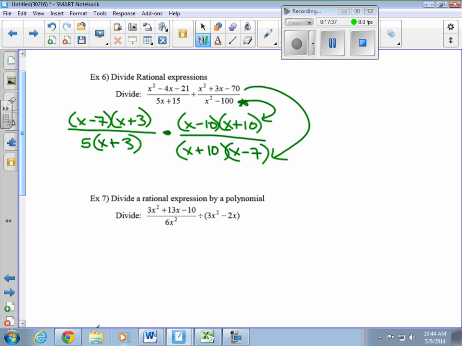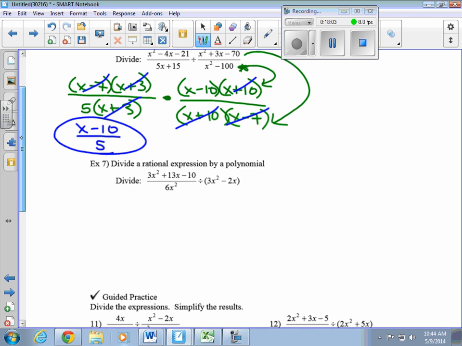And again, now it's exactly like the problems we did earlier. We have to look for the things that we can cancel out. We can cancel out an x plus 3. We can cancel out an x plus 10. We can cancel out an x minus 7. And our answer is going to be x minus 10 over 5. And so that's what we'll get for our answer in example 6.